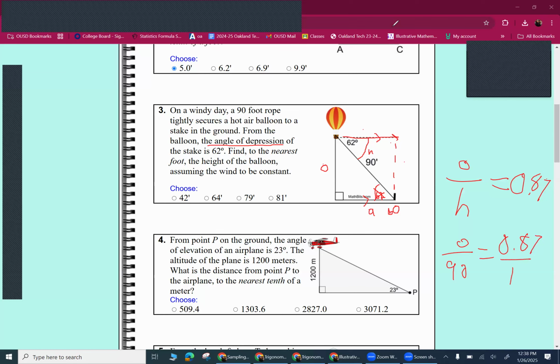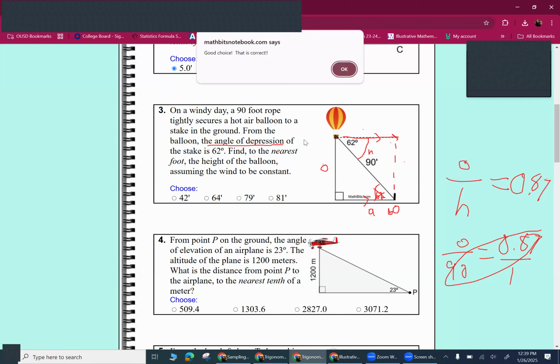And if I want to make it over 1, once again, going to cross multiply. Going to do that kind of quickly. I'm not even going to write it on the screen. It's going to be something very close to 90. I got 78.3. Now, I'm guessing it's 79. Maybe it's 81 because I didn't use 62. Let's just check it and see. Good choice. That is correct.